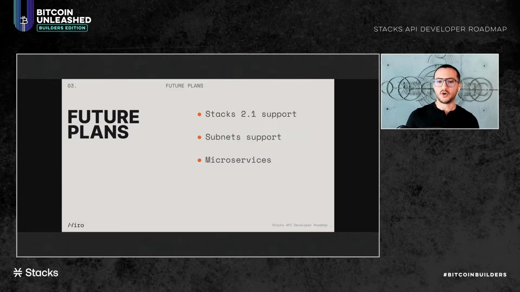We're focusing on 3 key things. First of all, we're adding Stacks 2.1 support. I'm sure you all know, we've had some great sessions about it today. So the API is adding support for this, of course. Also for subnets, which is the scaling solution for Stacks. And lastly, we have a big effort to divide the API into microservices that can allow developers to choose the components that they want to use for their applications. So I'm going to dive in a little detail about this.